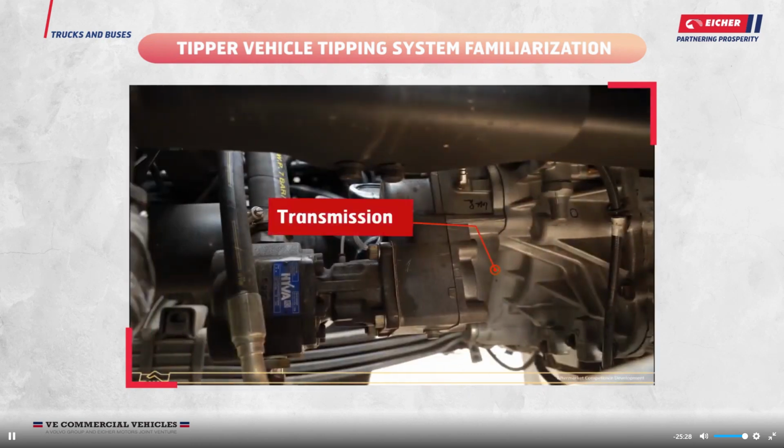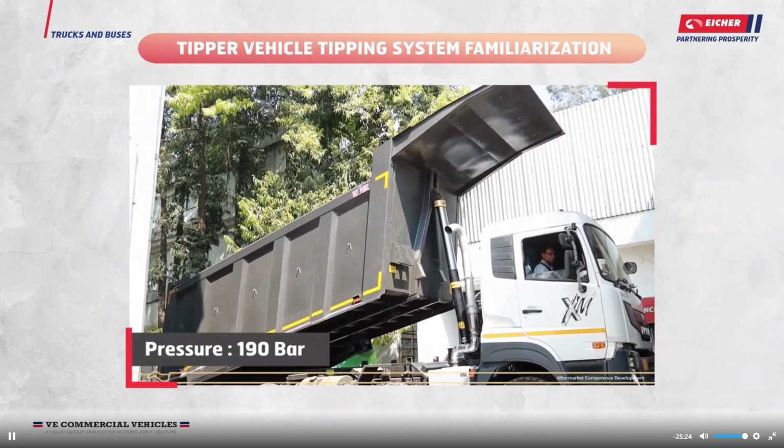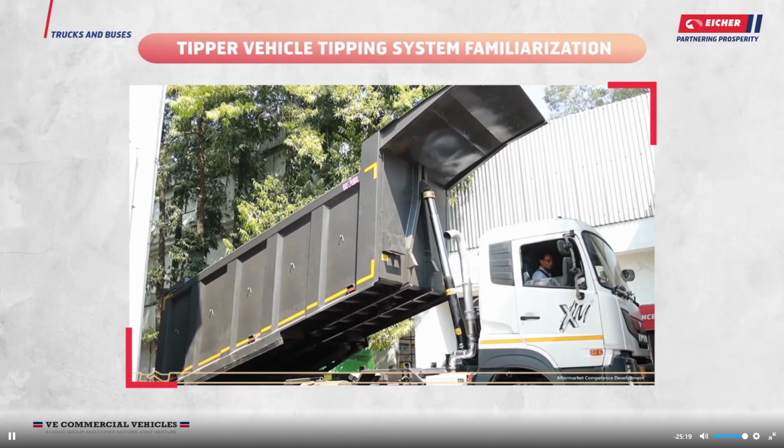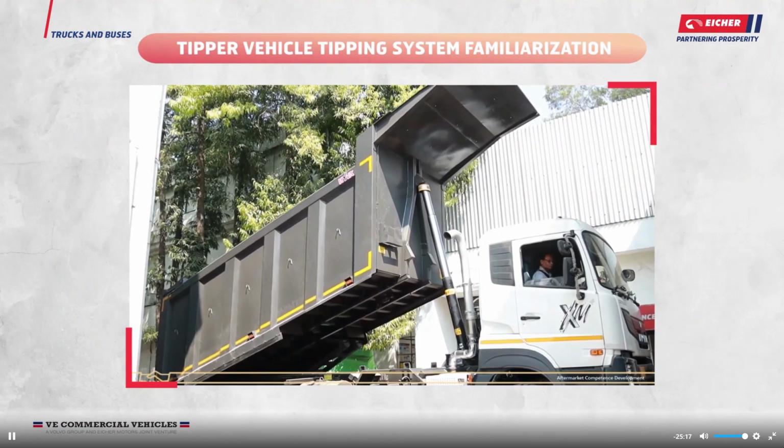Hydraulic pump. The hydraulic gear pump is mainly used to generate the flow of pressurized oil in hydraulic system. Pumps are driven by the transmission, which is connected through gear, due to which pressure of 190 bar is created. And with the help of this, the hydraulic cylinder extends, raising the tipper body.